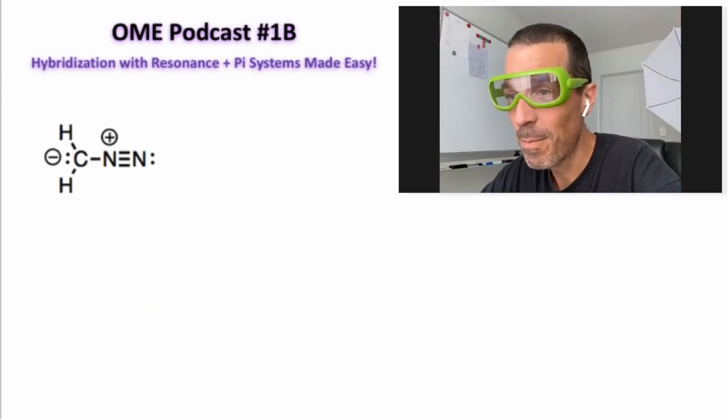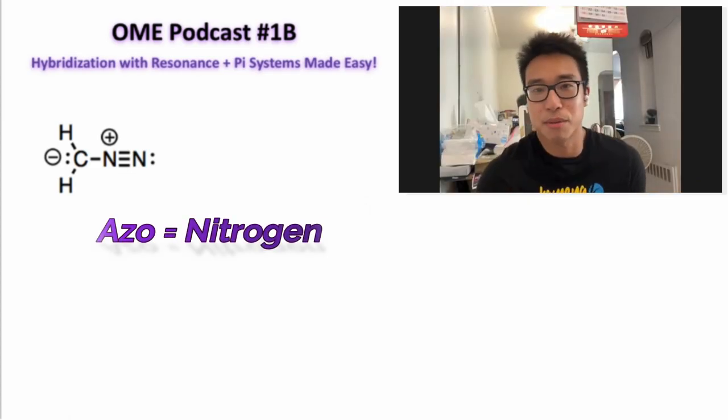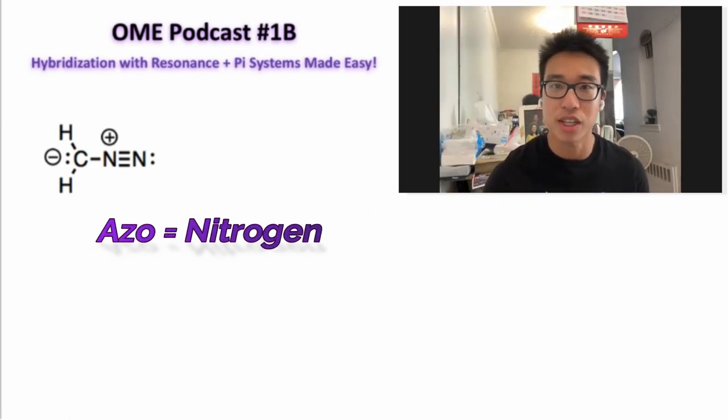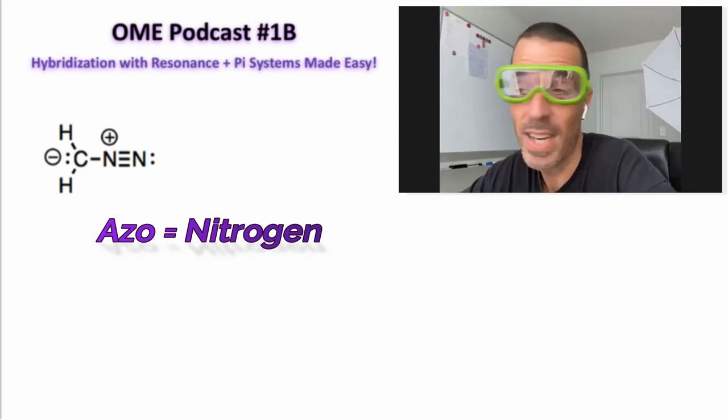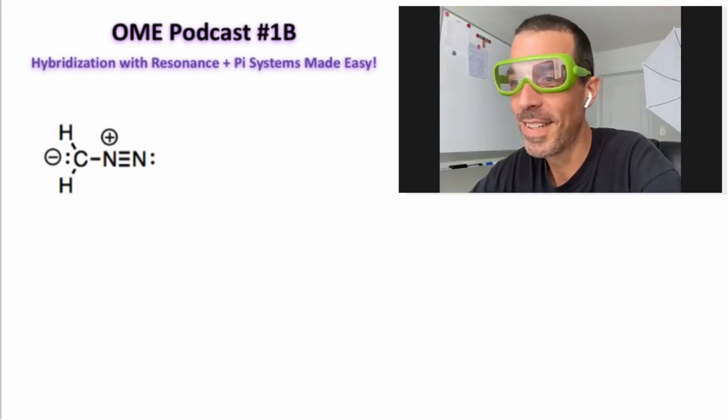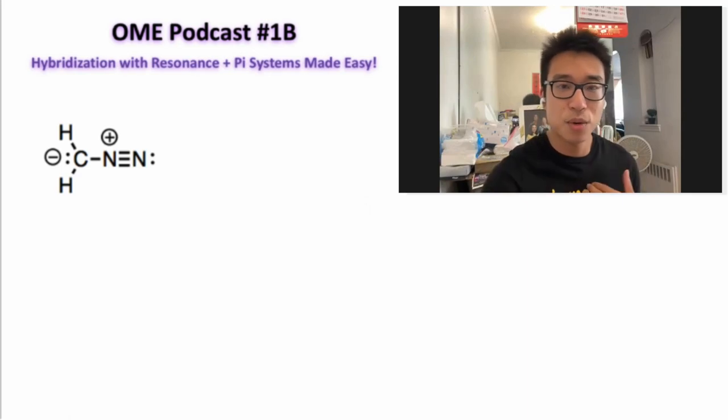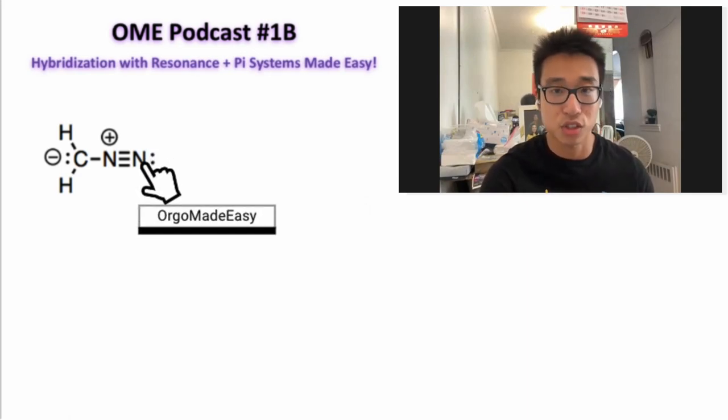So when you guys hear of azo, just think nitrogen. That's all it is. For some reason, chemists like to call nitrogen azo, or AZE. For whatever reason. Okay. So anyways, Jason, just like in video 1A, what's the hybridization of this nitrogen?